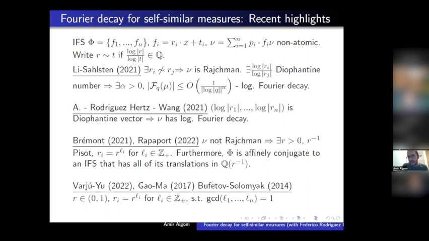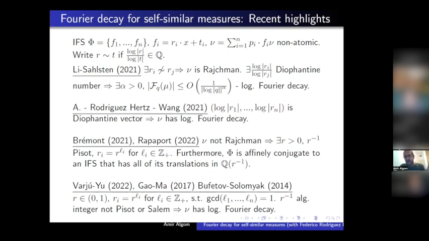Then there's the question of effective rates in the cyclic case. So this was treated in greater generality, first by Bufetov and Solomyak, then Gao and Ma, and recently by Varjú and Yu. So they proved that in the Brémont situation, if the r is an algebraic integer that's not Pisot or Salem, then you have log decay.